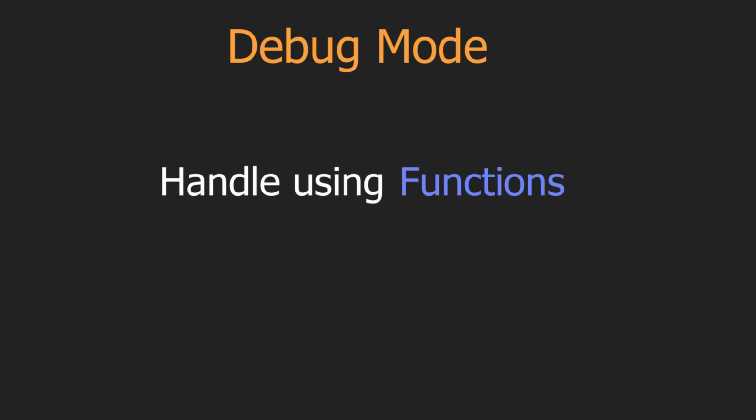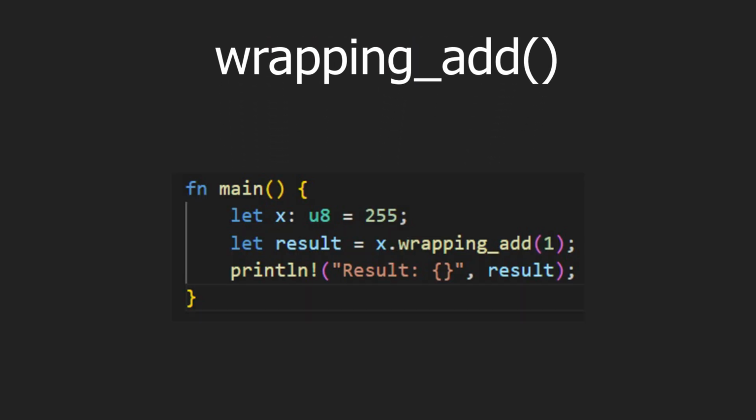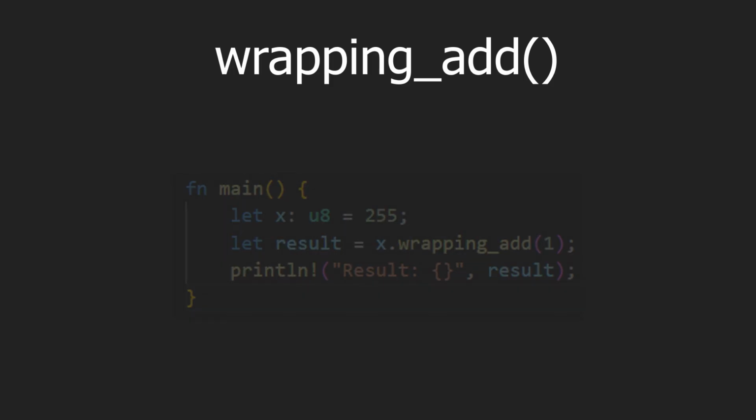First is wrapping_add. It wraps around the value on overflow, like in release mode. In this code, we are adding 1 to 255 by using the wrapping_add function. It won't panic and the result will be 0.